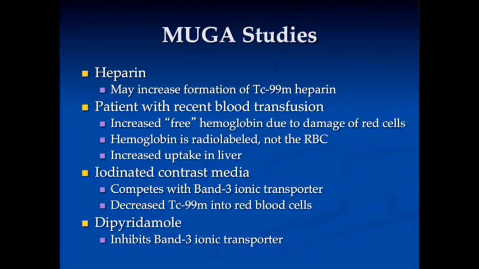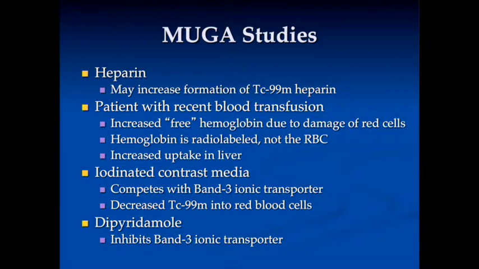Patients that have had recent blood transfusions may have some increased free hemoglobin, because the infused blood that we're giving them may have damaged red cells, which is actually liberated hemoglobin. And if you're doing this, especially with these transfused patients, the technetium is going to bind to hemoglobin. So if you have a lot of free hemoglobin in your blood sample and you try to label it, you're going to label the hemoglobin that's outside of the red cells as opposed to in the red cells, which can lead to increased uptake in the liver because that's where it's going to be scavenged out.